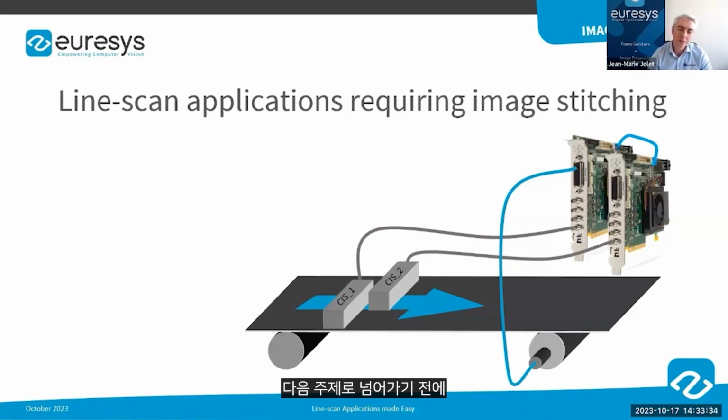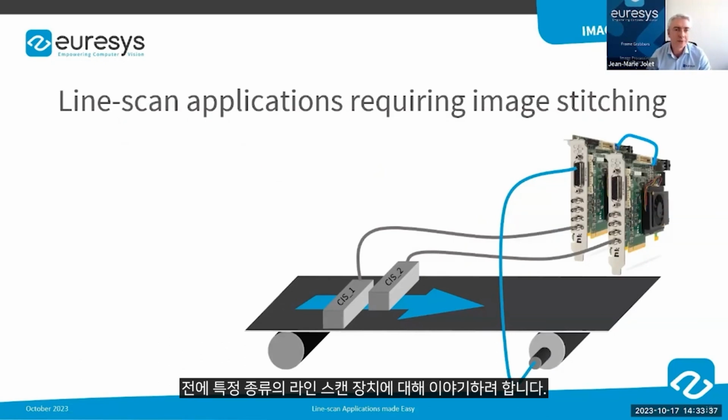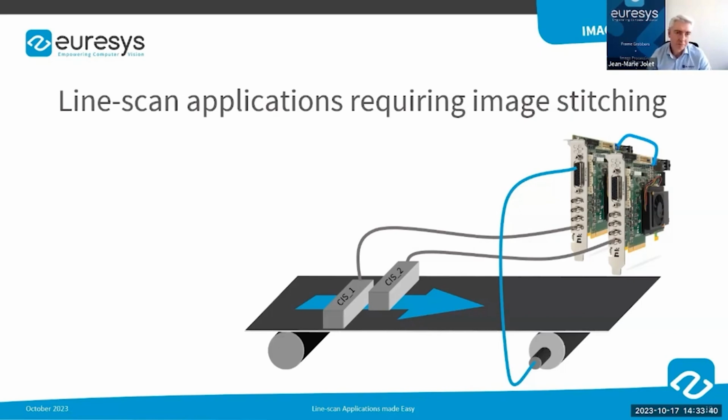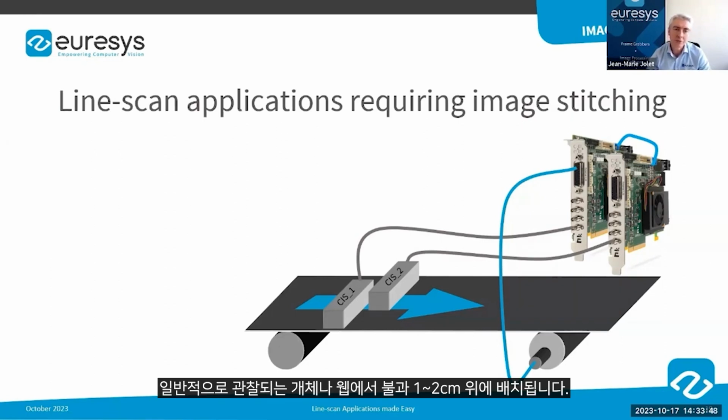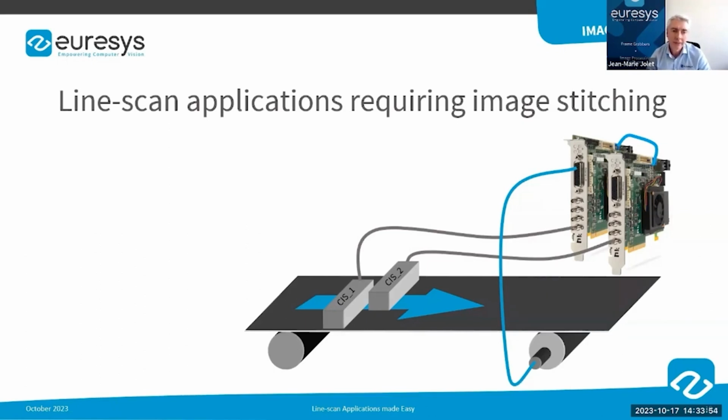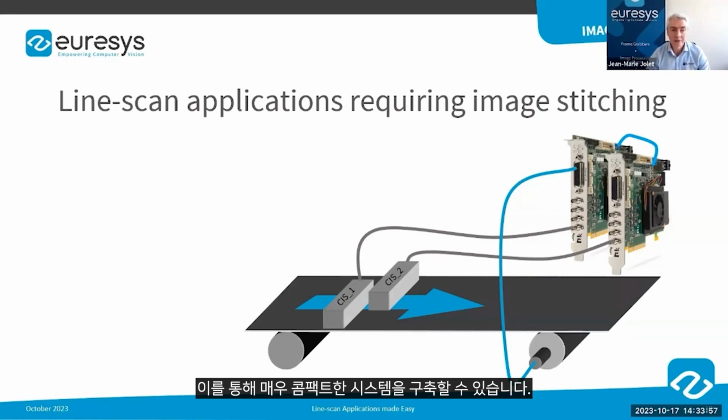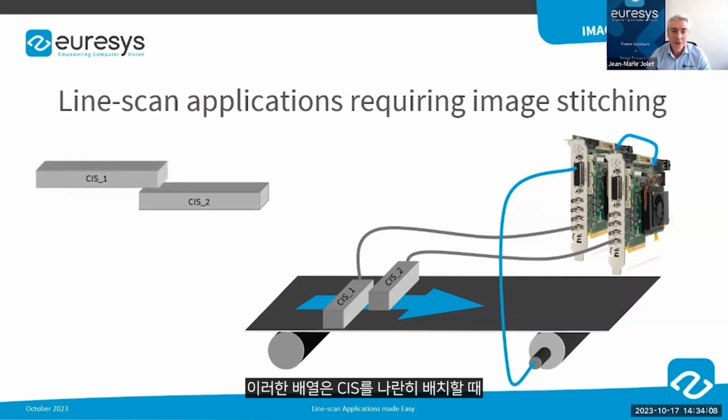Before moving on to the next subject, I would like to talk about a specific kind of line scan device: the contact image sensor, that we also call CIS. They have a very short working distance. Typically, they are placed just 1 or 2 centimeters above the observed object or the web, and this allows for very compact systems. When several CIS are required to cover the whole width of the area to be inspected, they are usually staggered. The reason for this arrangement is to avoid losing pixels between CIS if they were placed side by side.